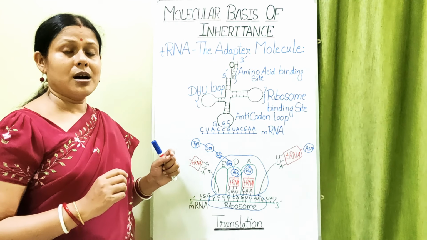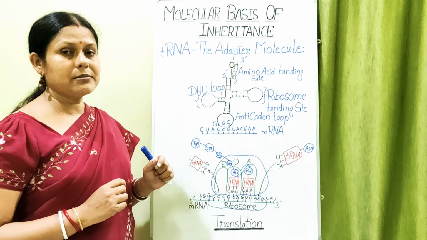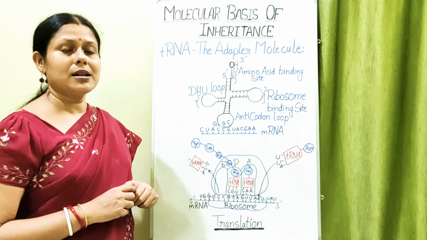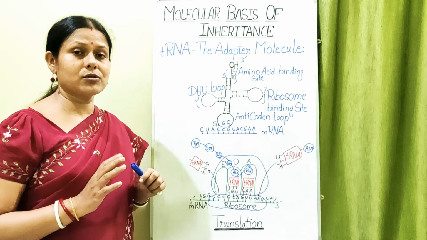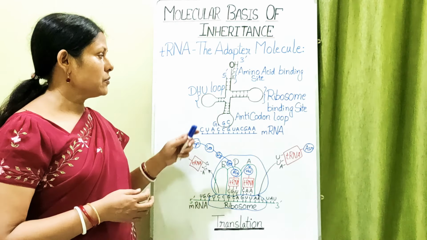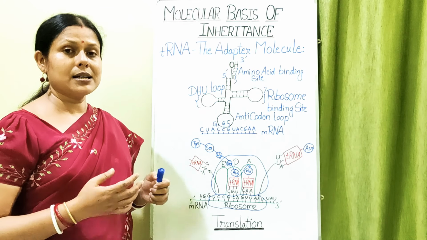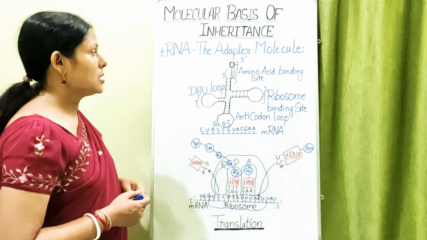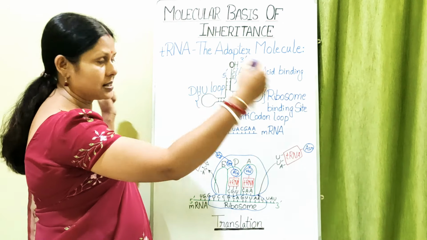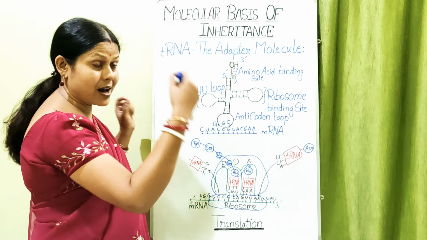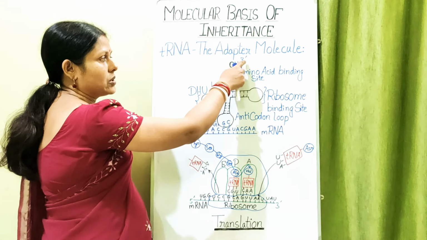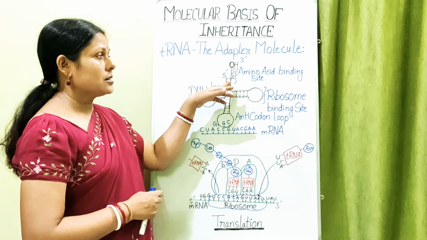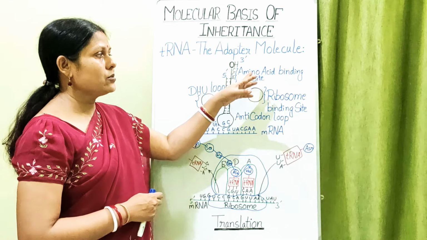Now it has 4 arms, and in some tRNA an additional 5th arm is also there, which is called the variable arm. The function of this variable arm has so far not been found properly, but the function of the 4 arms is known to everyone. So let us see what it has. If we see this as a single-stranded RNA, in that case it will have one 3' end and a 5' end. So the 3' hydroxyl end has the site which is called the amino acid binding site.